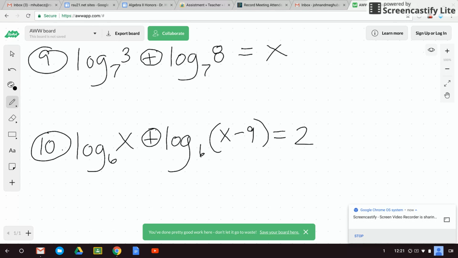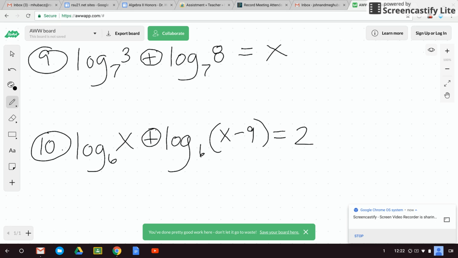So I want you to think about using the product property, and then all of your old tools come back into play to solve these two equations. So press pause, figure it out, and then press play again when you are ready to hear more about these.